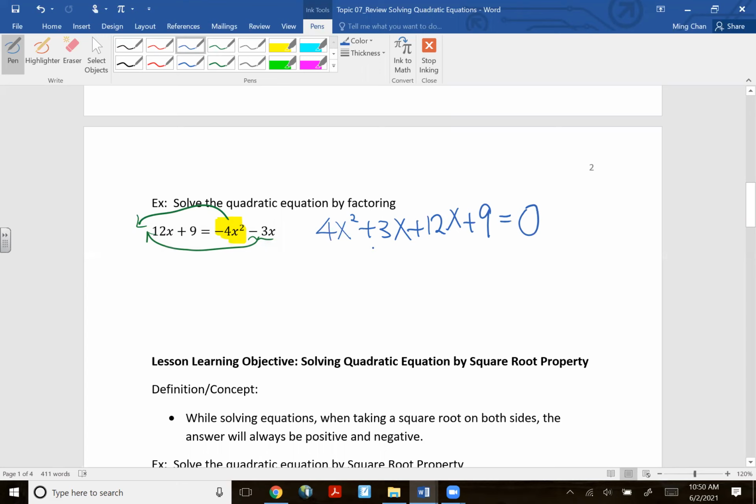After we move them, we need to combine like terms. These two terms can be combined. So that's 4x squared plus 15x plus 9. This left side is a trinomial, so I'm going to try to factor this. I'm going to do this on the side. 4 can be 1 times 4 or 2 times 2. Find all the factors of the last term, 9. That's 1 times 9 or 3 times 3.